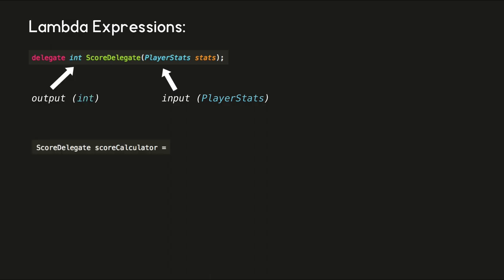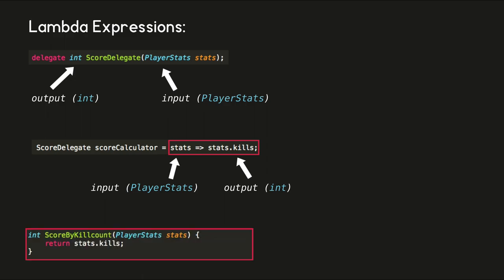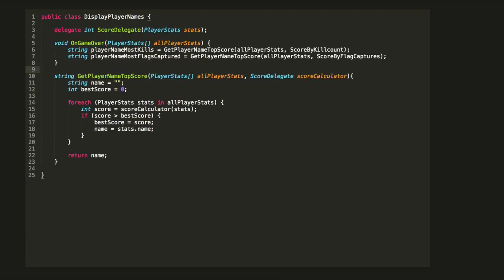This is probably a good moment to mention lambda expressions, which are based on delegates. So if we consider our ScoreDelegate, it indicates a single input of type PlayerStats and an output of type int. Thus, we can create a ScoreDelegate by writing a name for the PlayerStats input, I'll just call it stats, followed by the lambda operator, which is an equal sign and a right angle bracket, followed finally by the output, for example, stats.kills. What we've written here is equivalent to our ScoreByKillCount method. We'll look at lambda expressions more closely some other time, but what this allows us to do is to replace the named score methods with these inline lambda expressions.